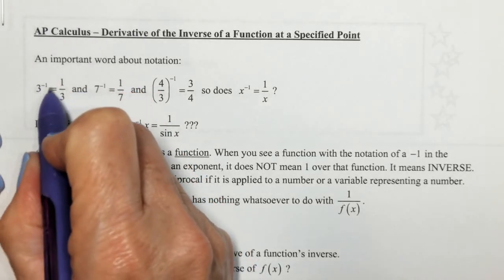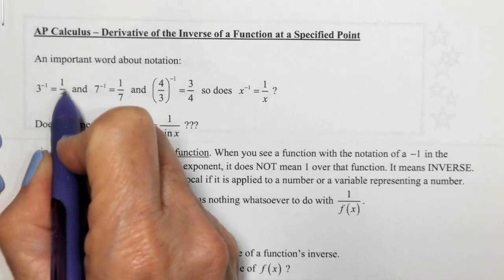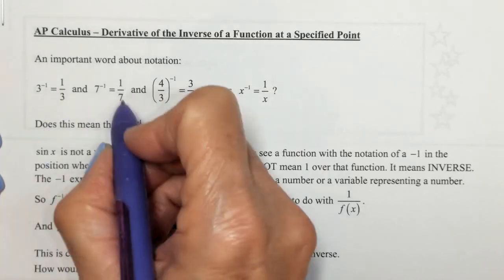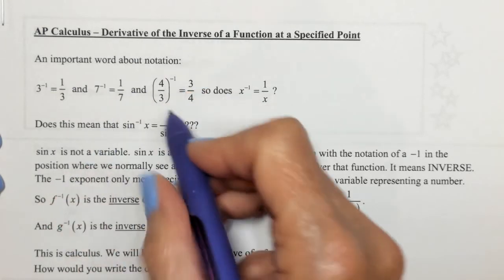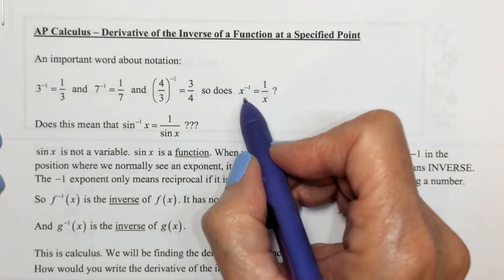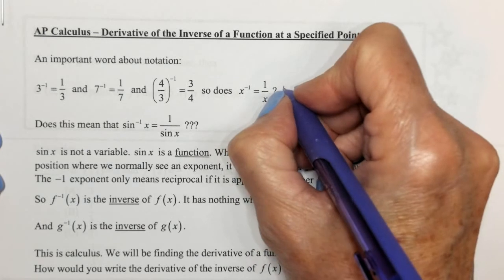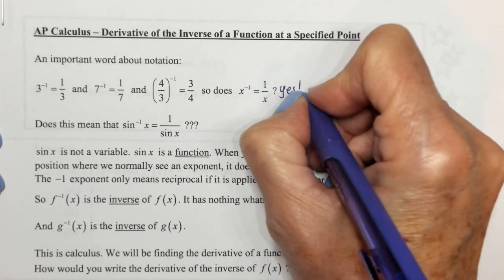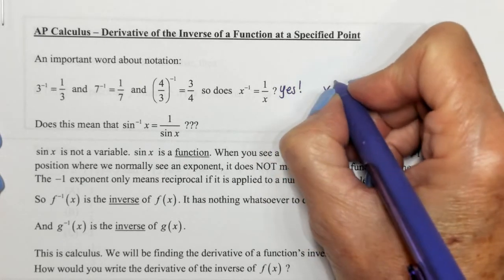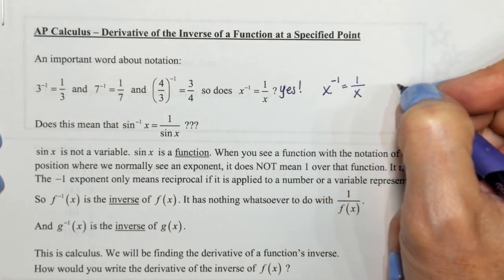So we see when we have a negative 1 as an exponent on a number, it makes it 1 over that number to the positive 1. 7 to the negative 1 is 1 over 7. 4/3 to the negative 1 would be 3 over 4. X to the negative 1 is 1 over x. That is true. So we know that any number or variable to a negative 1 power is 1 over that variable or number.